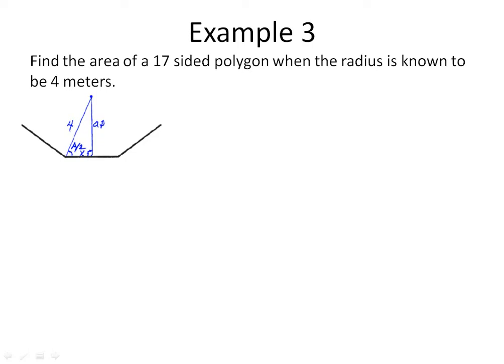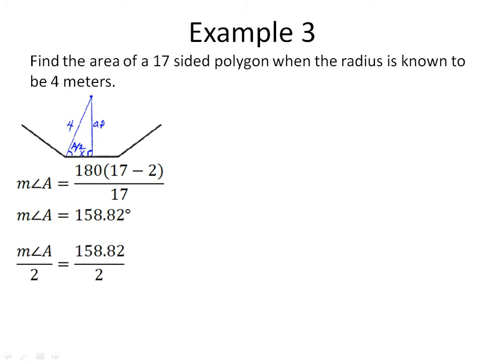Okay, so what we have here is, first thing, just like we've done in the rest of them, we need to find out what our angle is. So the measure of angle A, before it's divided, is 180 times 17 minus 2 divided by 17. So that gives us the measure of angle A is 158.82 degrees. Divide that by 2 gives us the angle we need, so 158.82 divided by 2 gives us approximately 79.41 degrees.